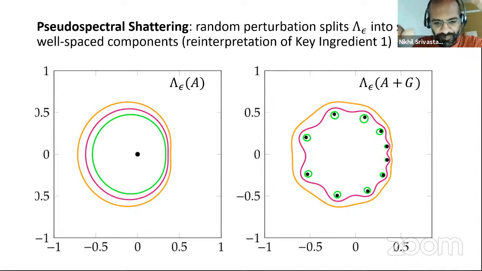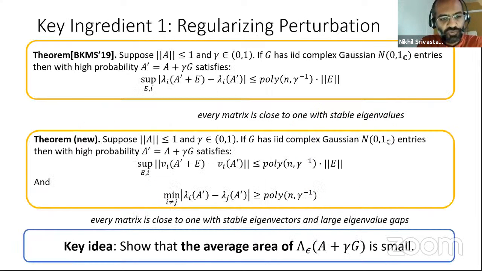So the phenomenon here is that the pseudospectrum gets split into many small well-spaced components upon adding a Gaussian random perturbation. And this is what we call pseudospectral shattering. This is essentially equivalent to everything that was written in key ingredient 1 about stability of eigenvalues, eigenvectors, and eigenvalue gaps. And this perspective is the key to the proof of both of these theorems.